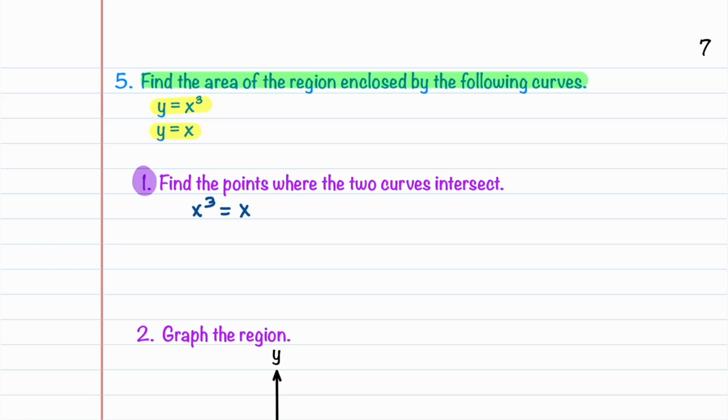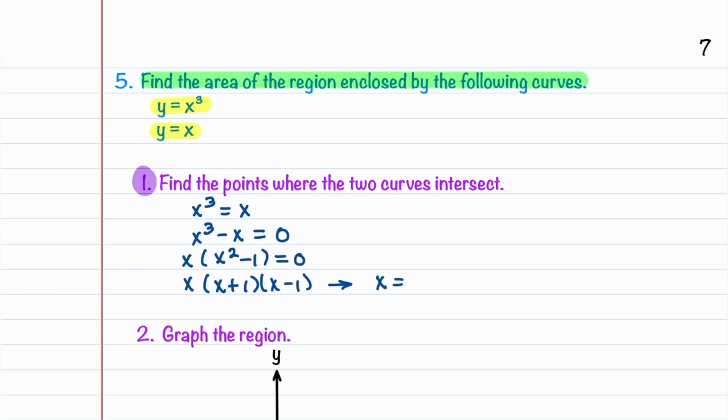We need to make sure to not cancel out an x, and instead we're going to bring the x over to the left. If we cancel out an x, we lose a root. Let's now factor out an x. This gives us x squared minus 1 is equal to 0. We can factor this as x plus 1 and x minus 1. So this gives us x is equal to 0, 1, and minus 1.